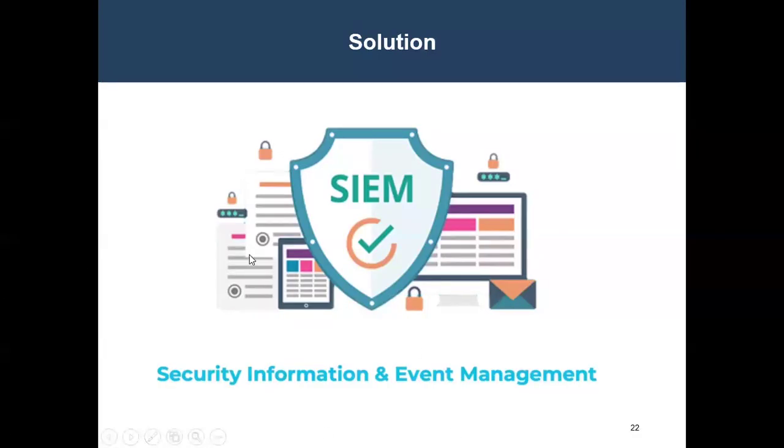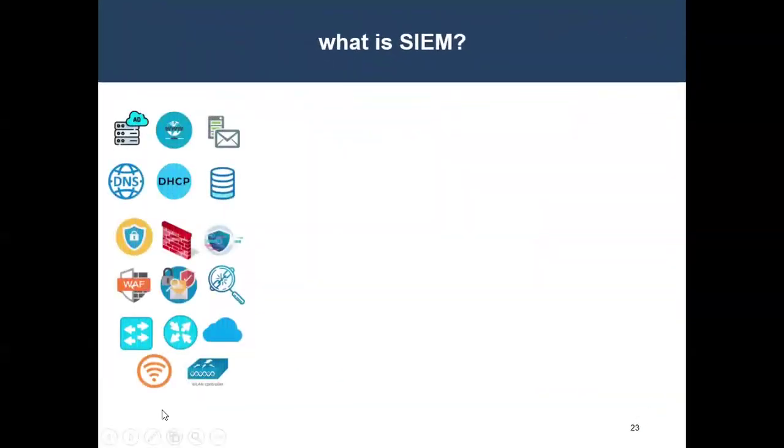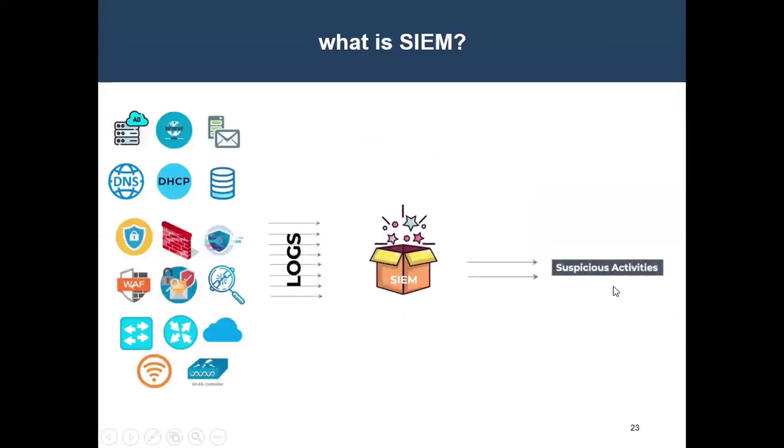So what does SIM do? It collects the data from multiple sources into the SIM tool, and SIM is going to give us the suspicious activity. If something is going wrong, we can see it here. This is how it happens. SIM collects the data from multiple sources and sends it to the SIM, and SIM is going to tell us that yes, something is going wrong.